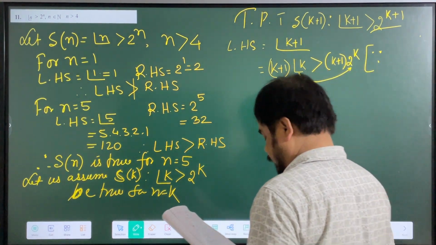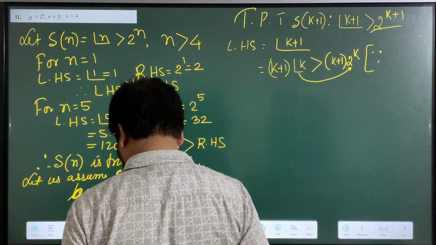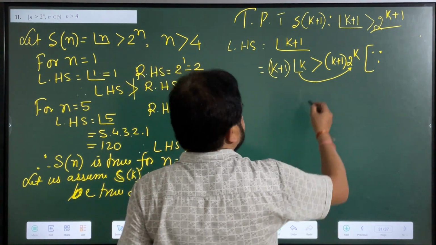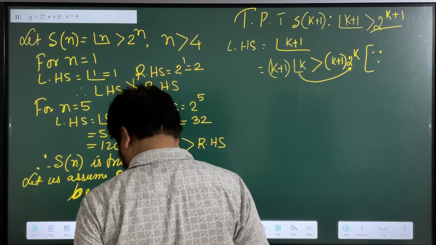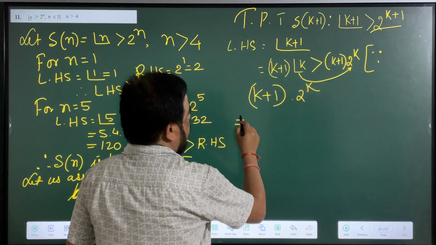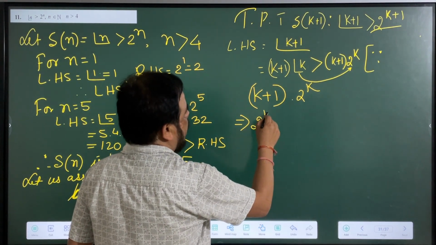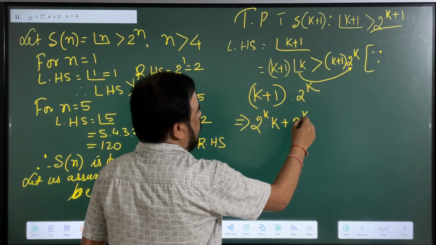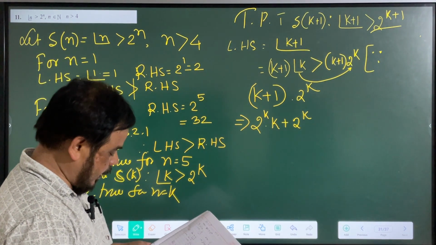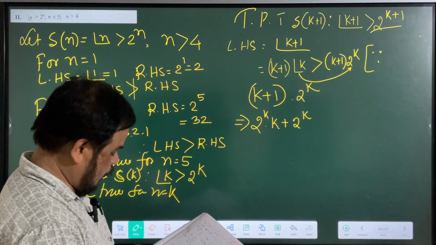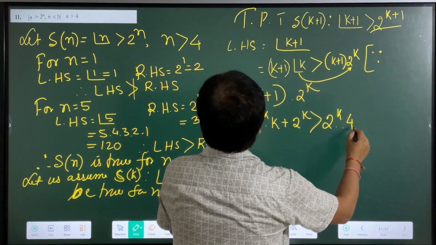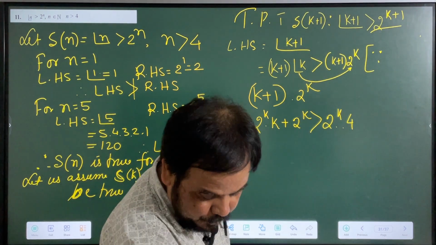Now let us write again, K plus 1 into 2 to the power K. If we multiply, this is also greater than 2 to the power K into 4, since K is greater than or equal to 4 in the question.